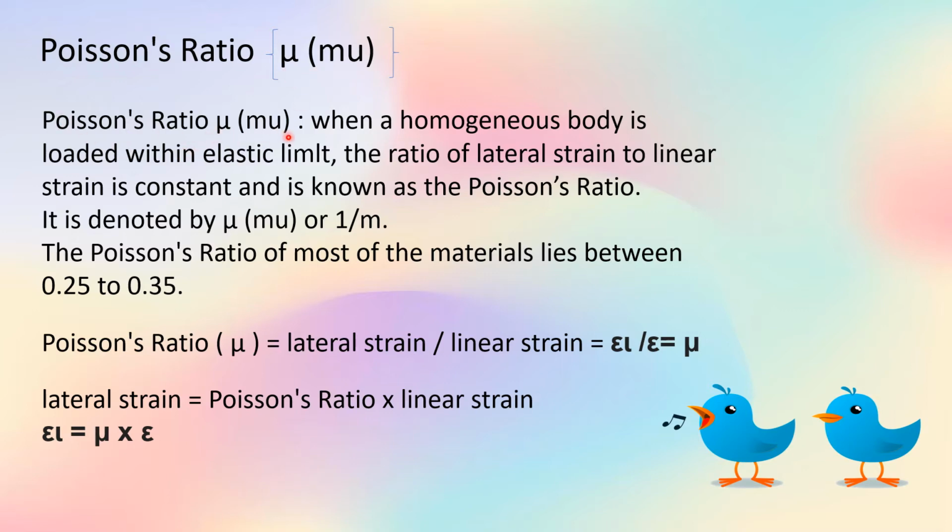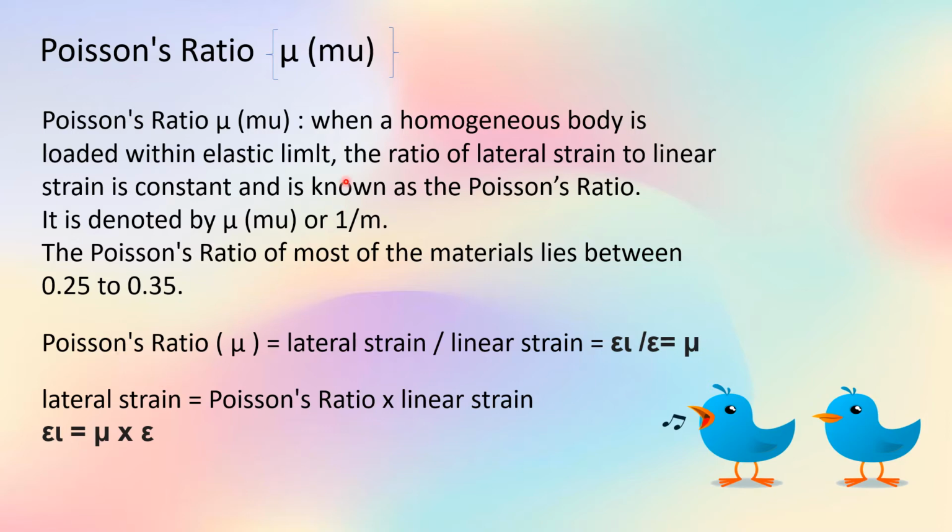So the Poisson's ratio: when a homogeneous body is loaded within elastic limit, the ratio of lateral strain to linear strain is constant and is known as Poisson's ratio. It is denoted by mu, or sometimes it is denoted by 1 upon m. The Poisson's ratio of most of the materials lies between 0.25 to 0.35.